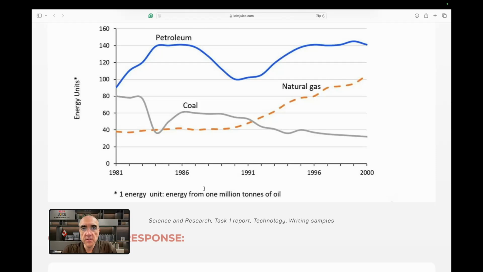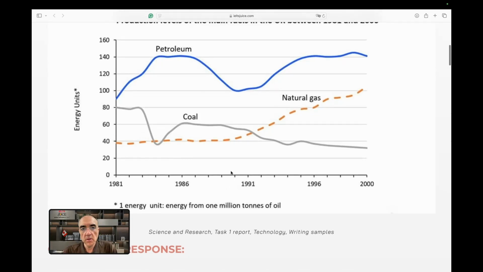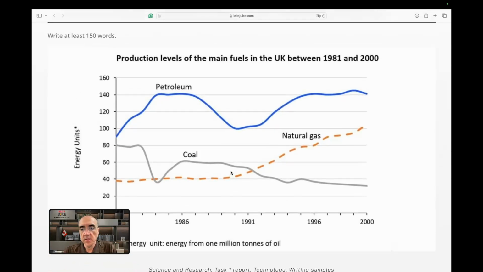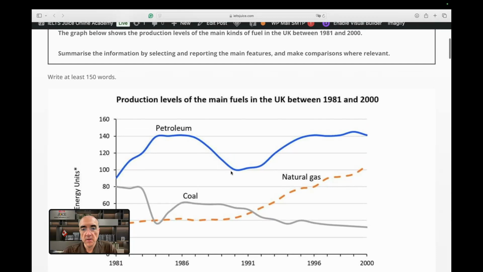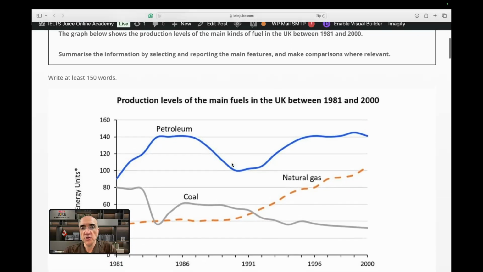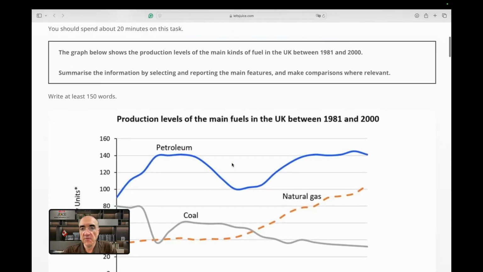Everything IELTS gives us is for a reason. There is nothing for free at IELTS. If you see this, you need to reflect that on your report. I always tell my students this. There's no free lunch at IELTS. Everything is definitely given for a reason. So be careful about that.